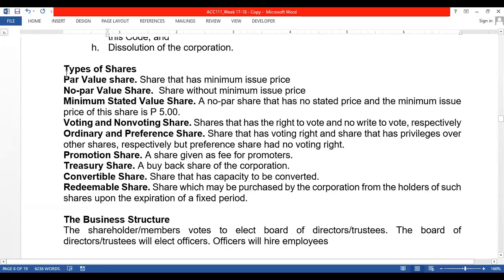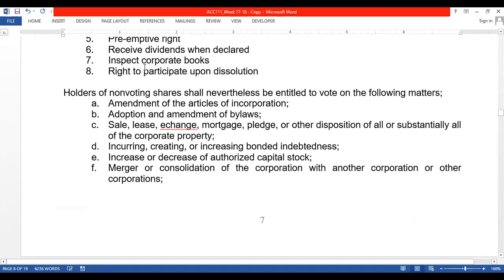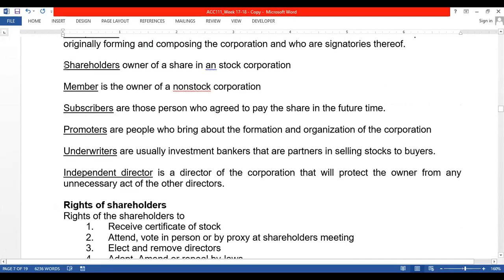Ito yung isa sa mga pinaka-importante, no? What are the different types of shares? Di ba sabi natin kanina, shareholder ang tawag. Shareholders or owners ang tawag sa merong shares in a stock corporation. The question now is, ano-ano yung mga shares?